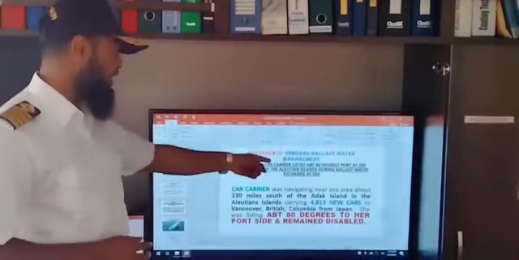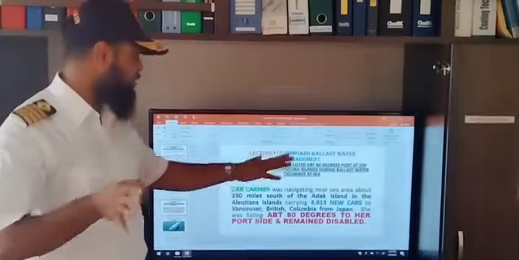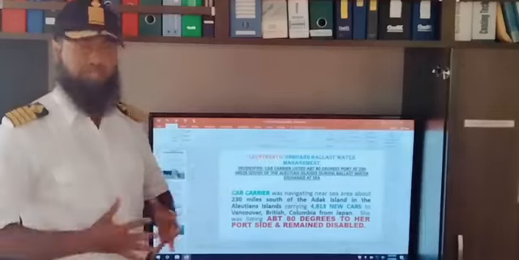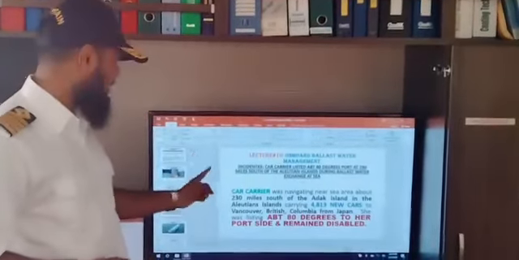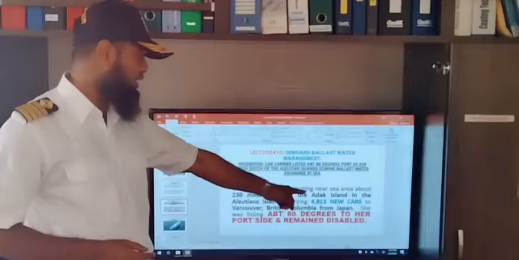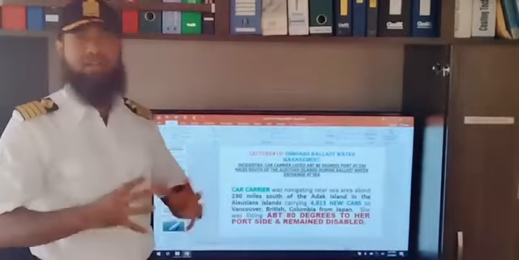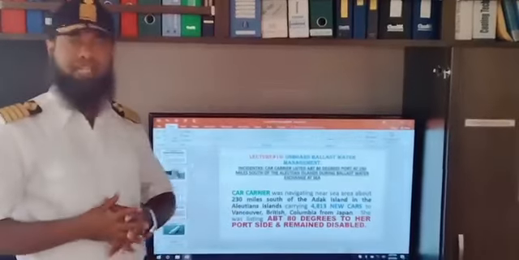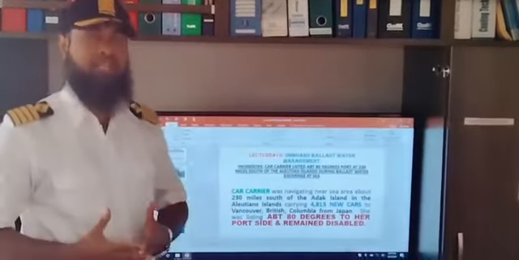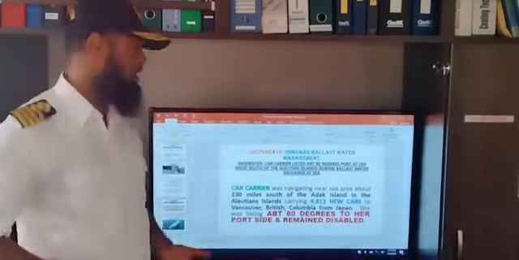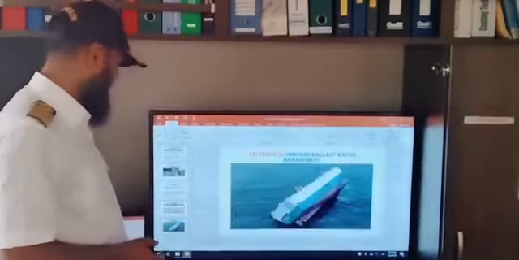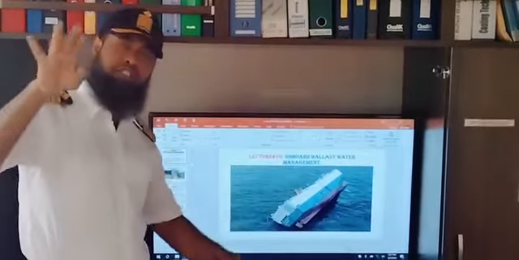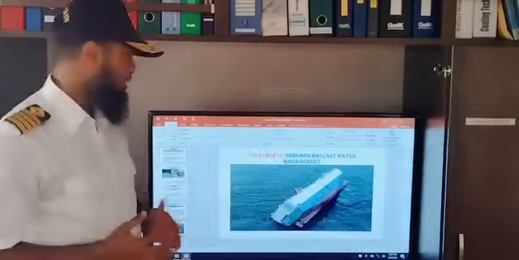We can see one car carrier listed about 80 degrees on the port side, south of the Aleutian Islands, North Pacific Ocean. What happened basically: that car carrier was carrying about 4,813 new cars from Japan to Vancouver. But during the ballast water exchange, due to human error, the vessel listed about 80 degrees. And we can see the picture of that car carrier, listed about 80 degrees and disabled.